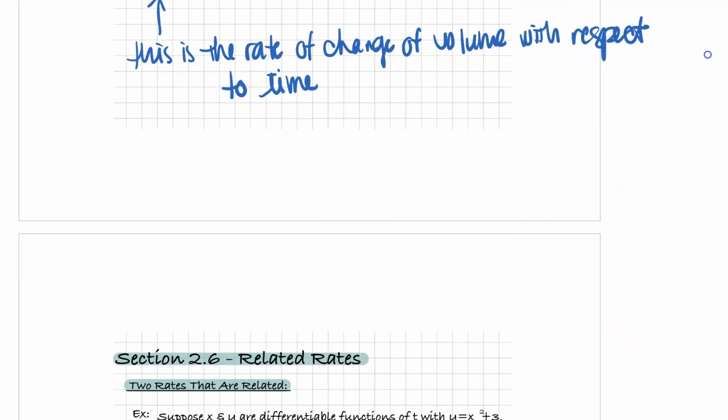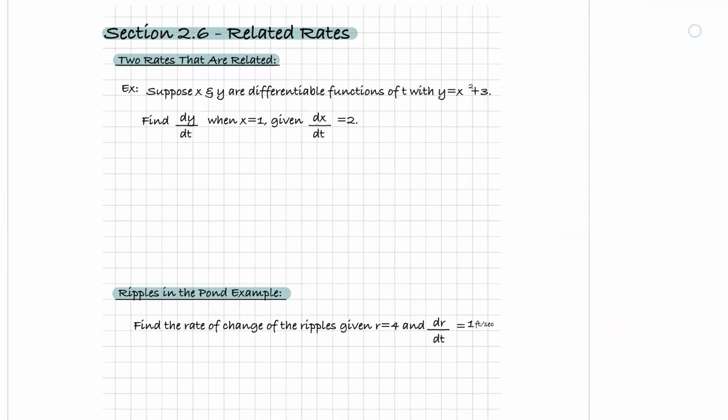So let's do another example. And let's look at this. It says two rates that are related. So suppose we have x and y and they are differentiable functions of t with y equal to x squared plus 3. We want to find dy/dt when x is 1 and dx/dt is equal to 2. And so what I'm going to do is take this equation, y equal to x squared plus 3, and take the derivative of that with respect to t.